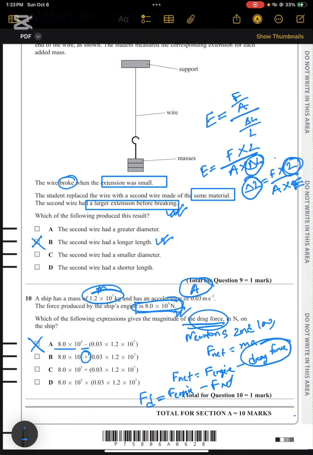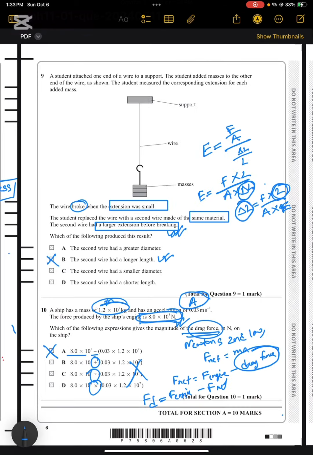Here they have given plus, they have given divide, they have given multiplication. All of these are wrong and these are not the answer. The actual answer is option A for question number 10. So we are done with all the multiple choice questions.